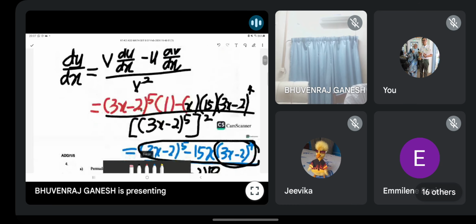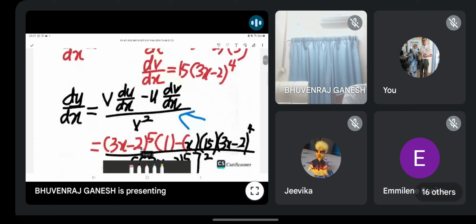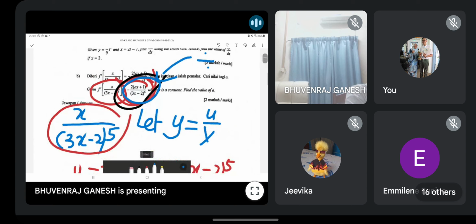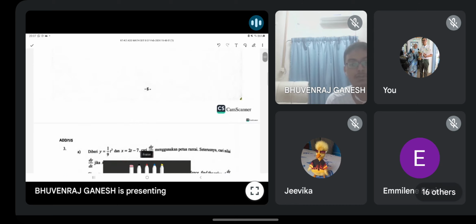Okay, over here. Can you see? There is a divide. Ada simbol bahagi. So you must look back at the question, how they want the answer. Macam mana soalan nak. Okay, if got divide, means you use quotient rule. Jangan guna product rule. Okay guys, so any more questions you have?